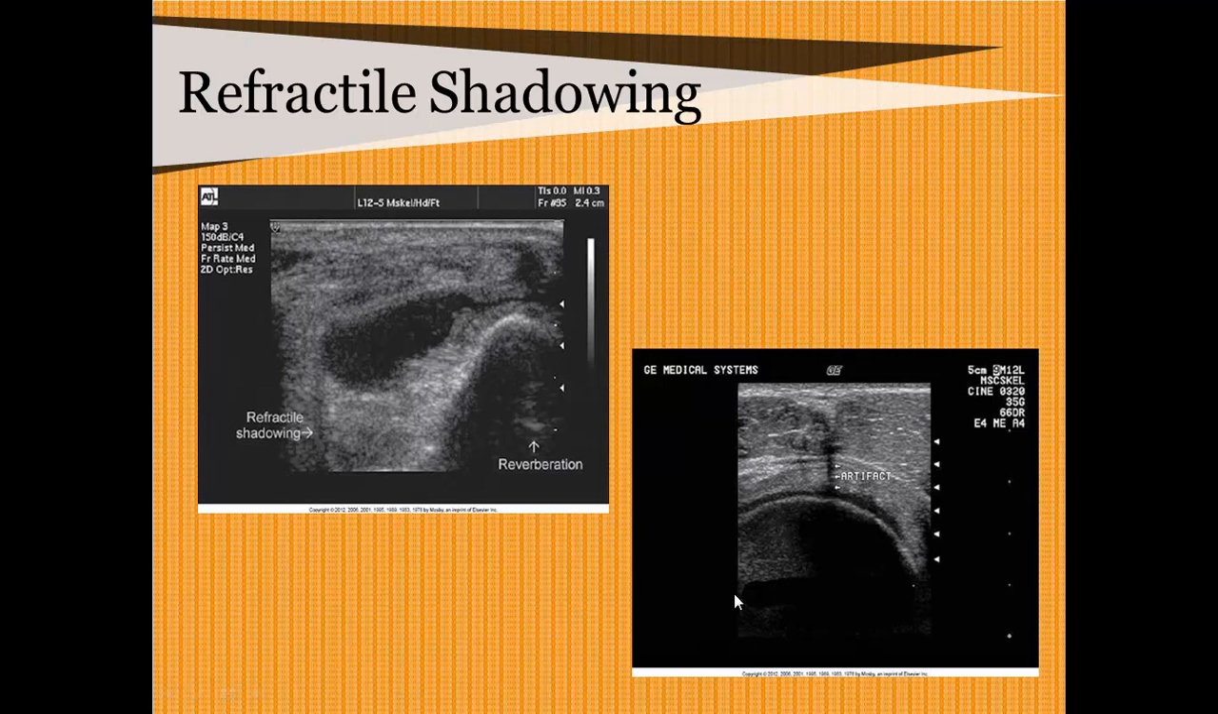So here we have a curved surface right here. It's also enhancing, but you've got a curved surface and you've got this little shadow here caused by that artifact. Same thing happening here. This is a scar. You can see the shadow running through, and that's refractile shadowing, think curved.